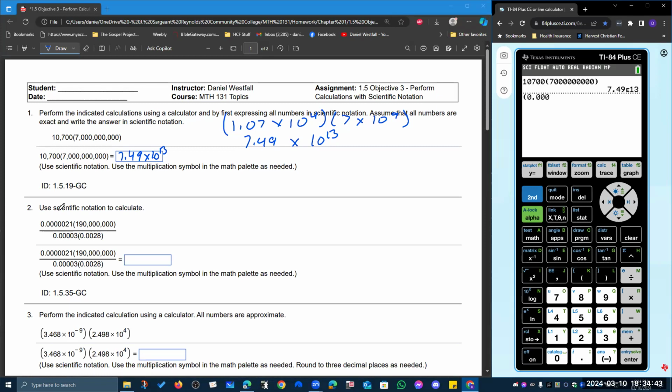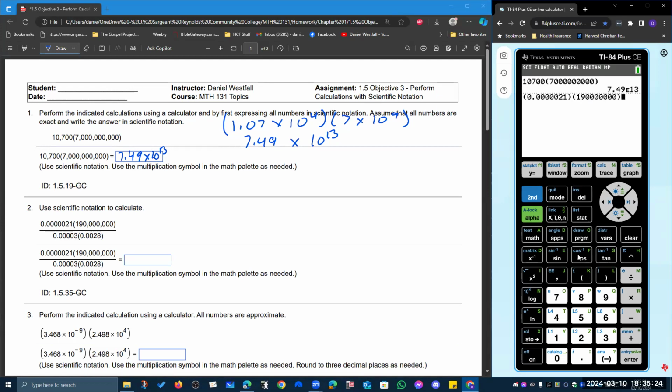So parentheses, 0.000, how many zeros? 1, 2, 3, 4, 5. You already see the advantage of scientific notation, that you don't have to deal with counting zeros like that. Times, and then 190, 000, 000, 000. So let's make sure I got that right. 1, 2, 3, 4, 5, 6, 7, 8 zeros. I think I have one too many. 1, 2, 3, 4, 5, 6, 7 zeros is correct.